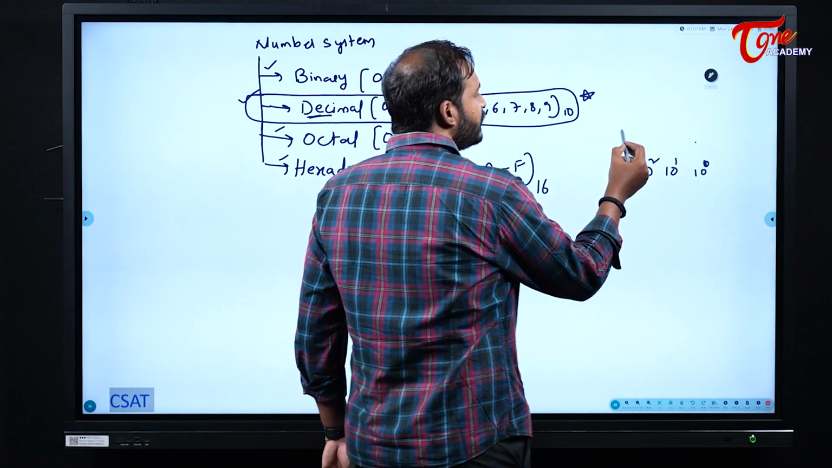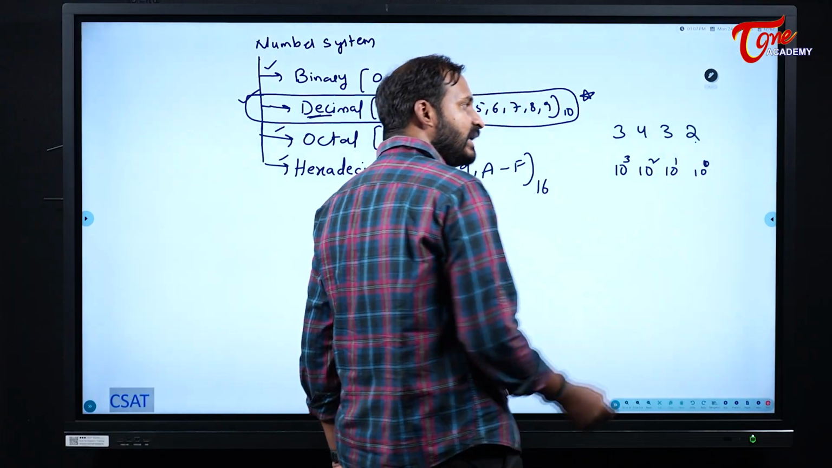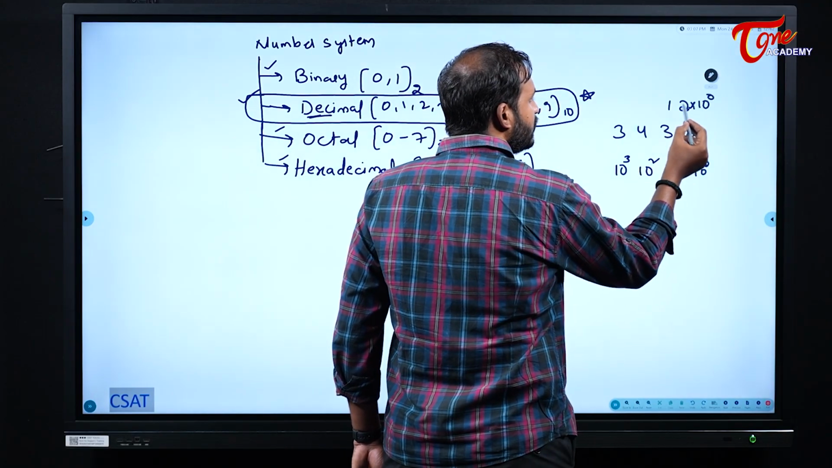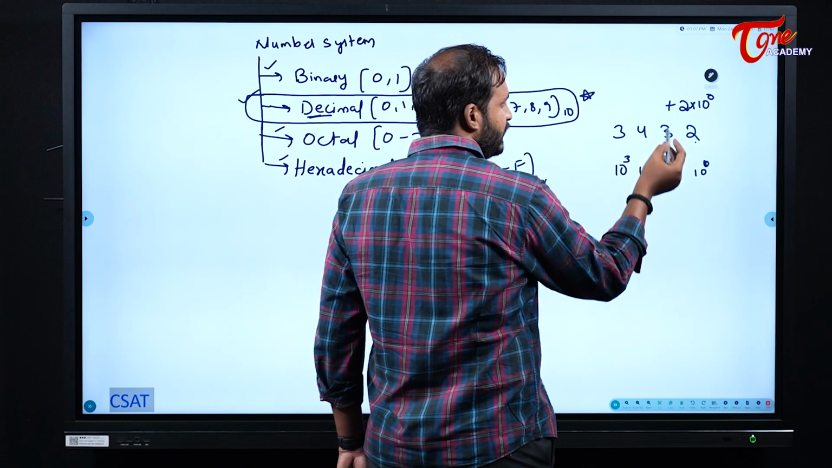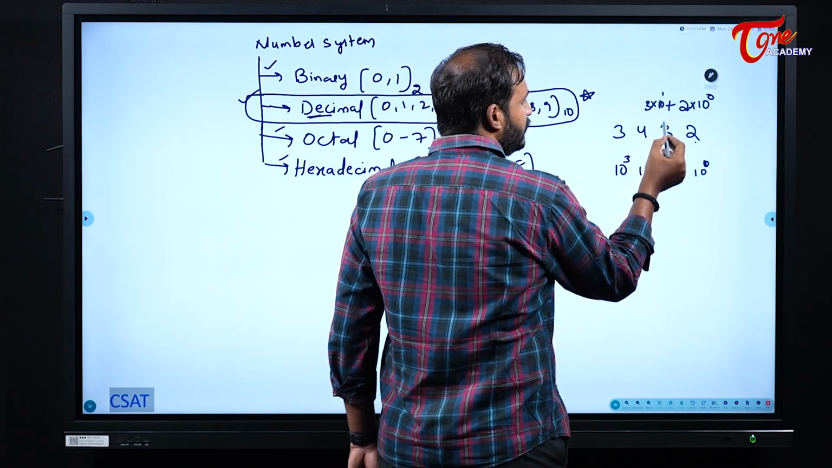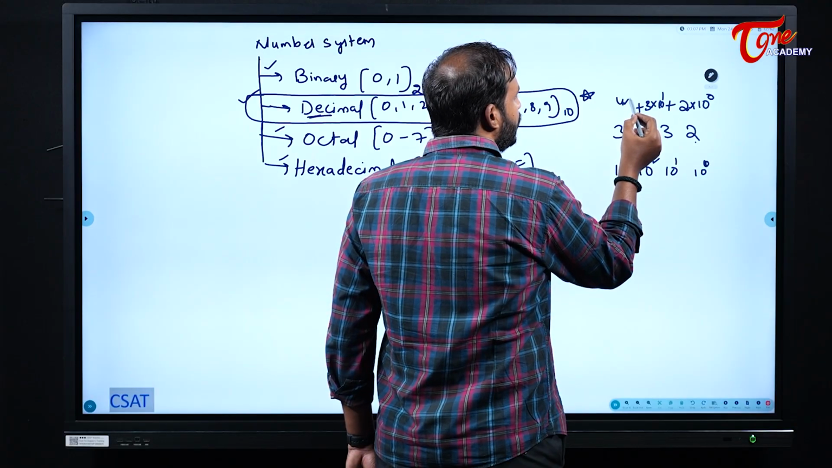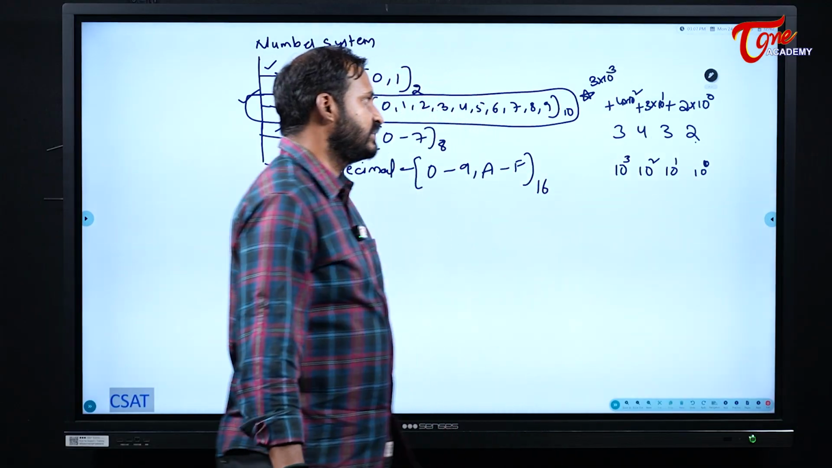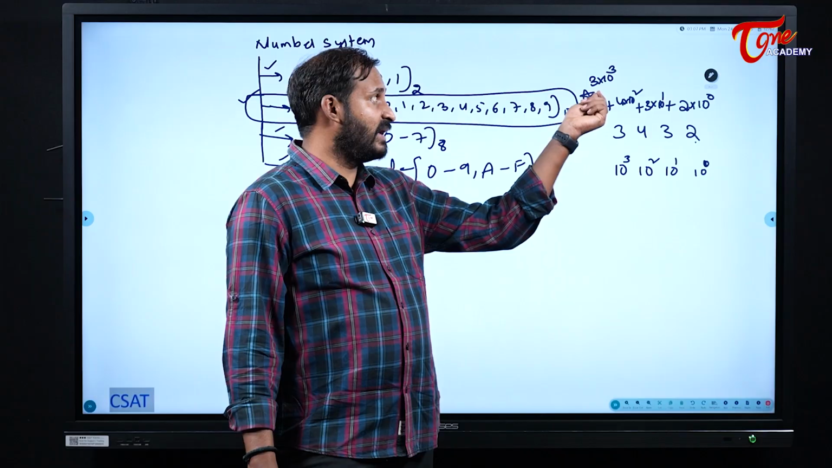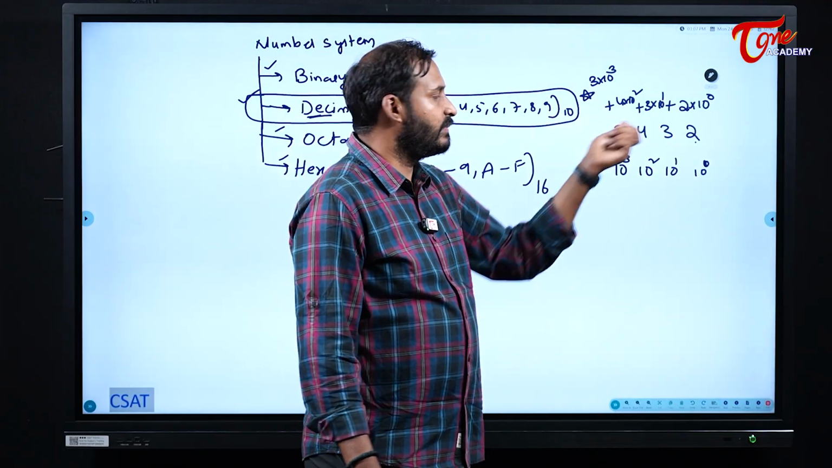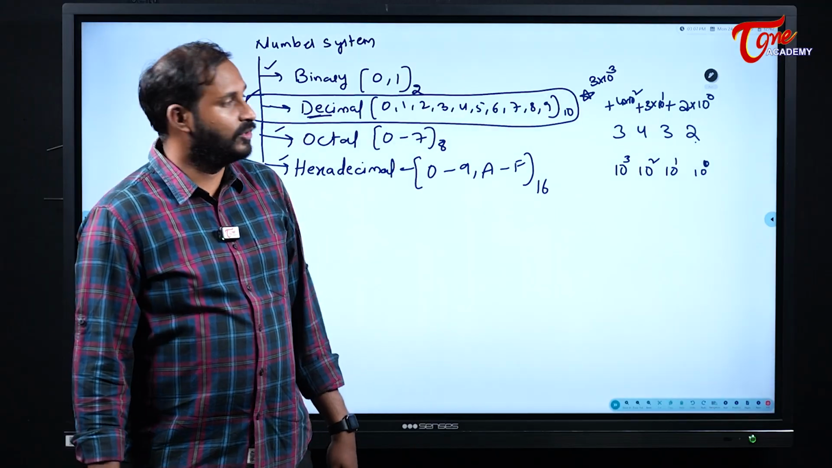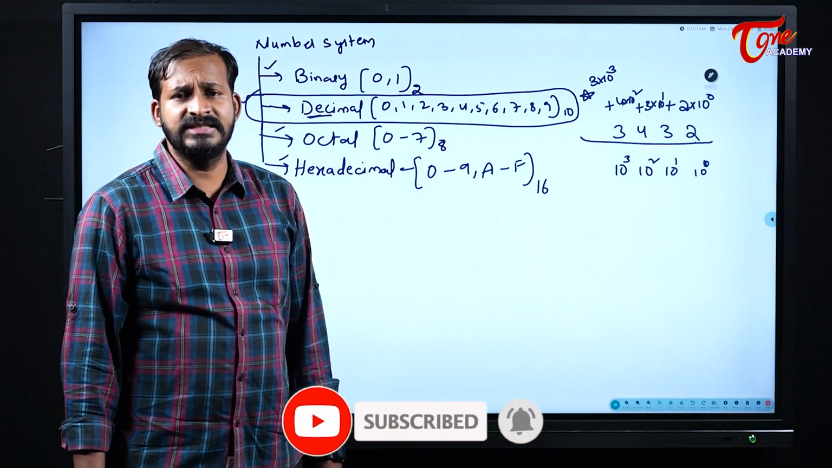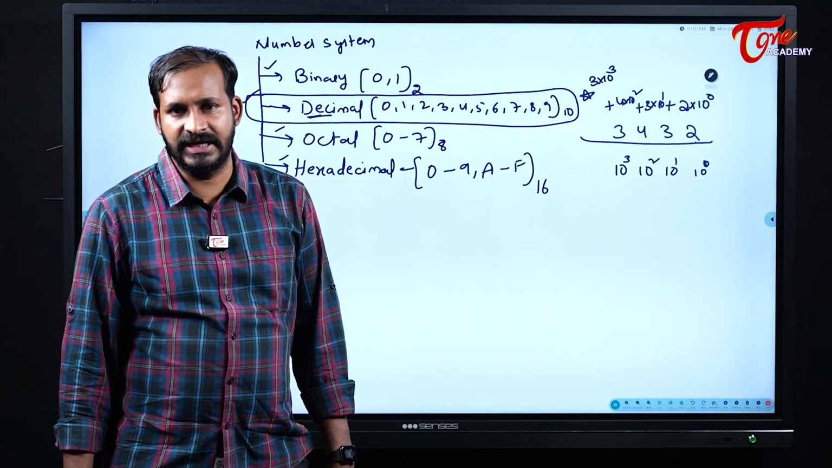For example, if I have 3432, how will I indicate it, students? Please observe here. 2 into 10 to the power of 0, because it is at the units place, plus 3 into 10 to the power of 1, tens place, plus 4 into 10 square, hundreds place, plus 3 into 10 cube, thousands place. So we write 3432 as 3 into 10 cube plus 4 into 10 square plus 3 into 10 to the power of 1 plus 2 into 10 to the power of 0. This will give us the answer. This is based on the decimal system, students.